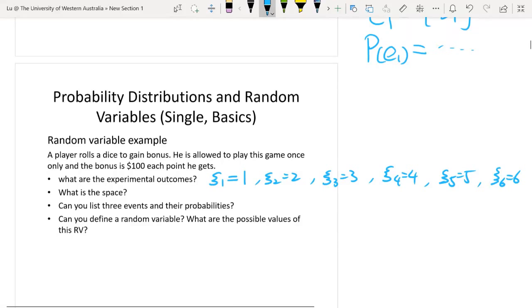Next one, what is the space? We know the space S is defined as the collection of all the possible outcomes. So in this case, space S is the collection, or a set, of all the outcomes from this game.